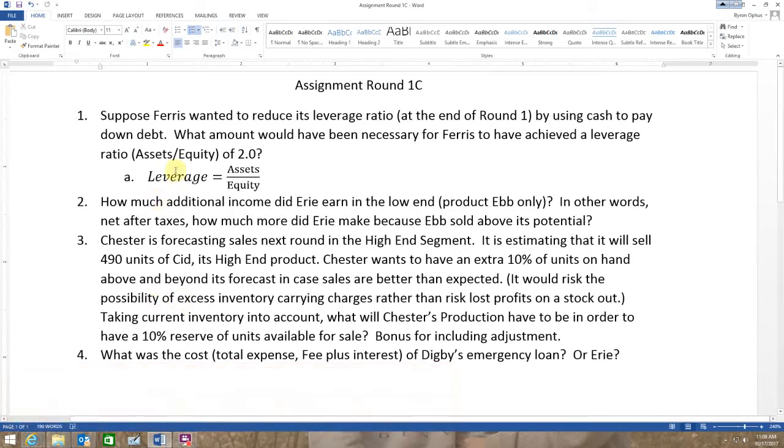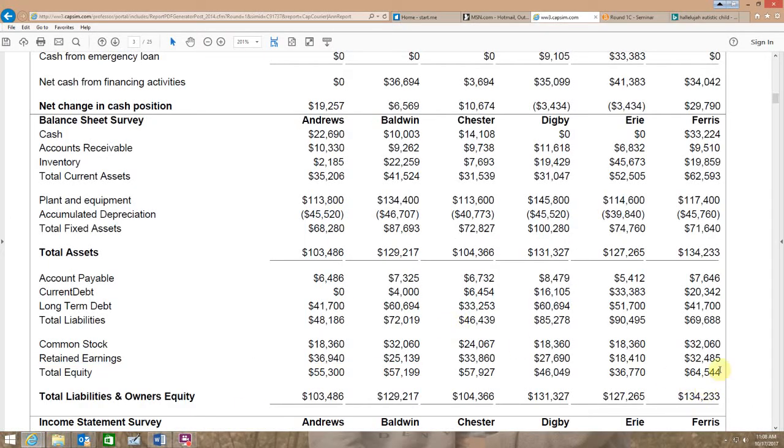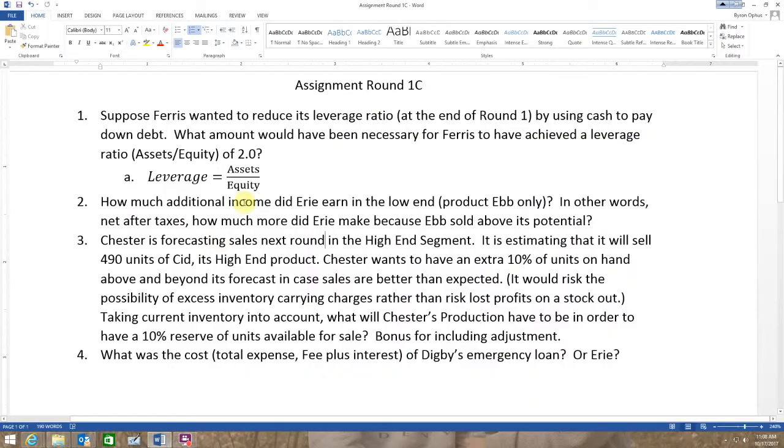So I put the formula in here. I said leverage is equal to assets divided by equity. And why would you do that? Well, because you're going to know then 2 of the 3 legs of that equation. So your leverage, I'm asking you to solve for a 2. So your equation is simply going to be 2 equals assets, which is the one that changes, divided by equity. Our equity is going to stay the same. So whatever our equity is, according to our courier, 64,544,000, right?